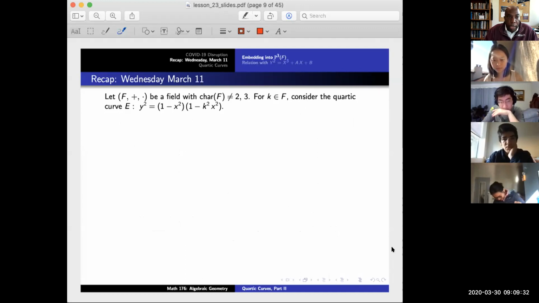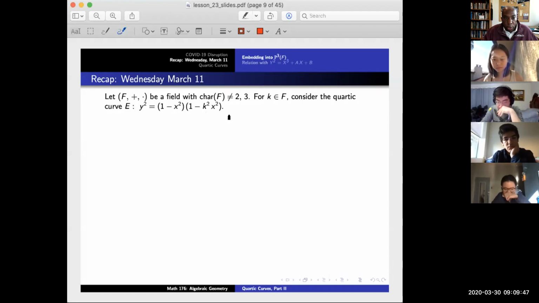As usual, let F be a field where the characteristic is neither 2 nor 3, and we'll fix an element lowercase k in our field, and we want to consider this quartic curve, y squared equals (1 minus x squared)(1 minus k squared x squared).